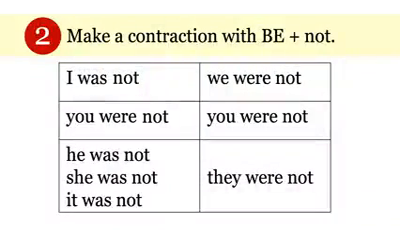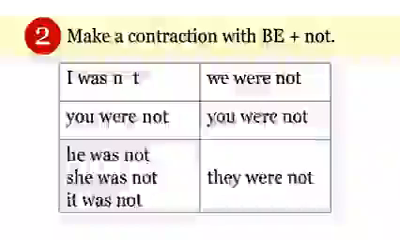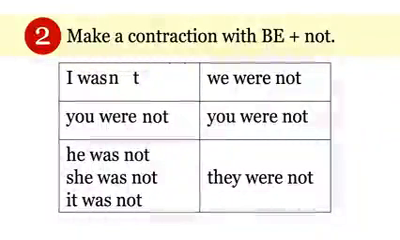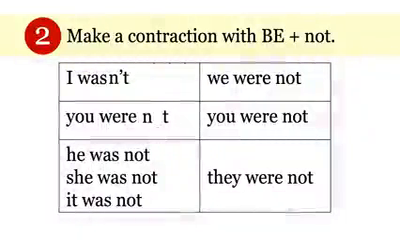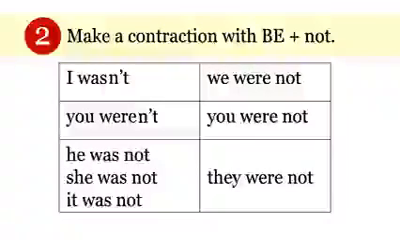The second way is make a contraction with be and not. So this time to make the contraction, I was not, we drop the O in not, we push these letters together, and of course, there is an apostrophe. I wasn't. You were not. Same thing. We drop the O in not. We push these letters together so we have one word, and then the apostrophe.